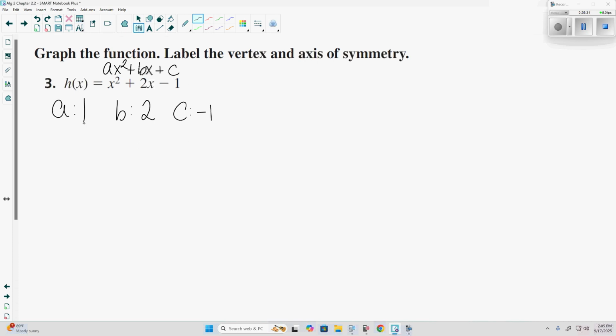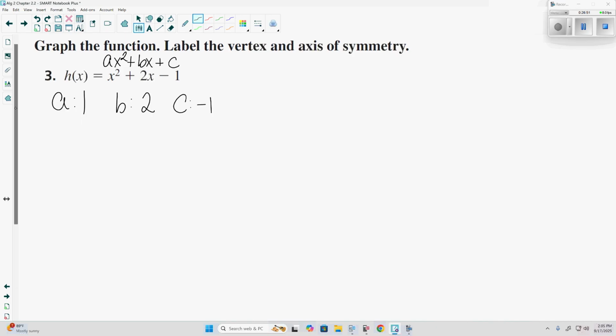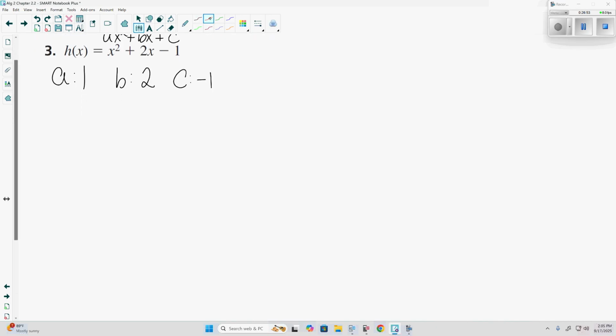If it was 0, we wouldn't have a term there, because we're not going to say 0x squared. Interestingly enough, for quadratics, a is never going to be 0, because if a is 0, we do not have an x squared term. If we don't have an x squared term, it's not a quadratic equation anymore. So a is 1, b is 2, c is -1.